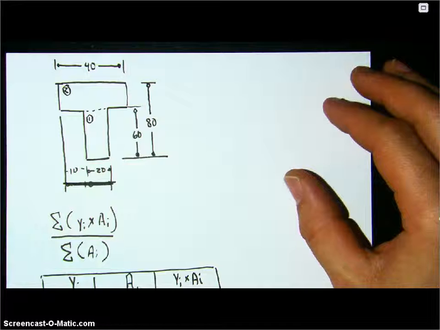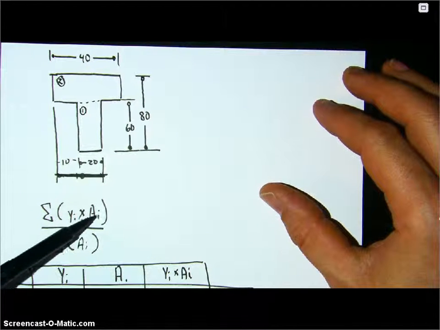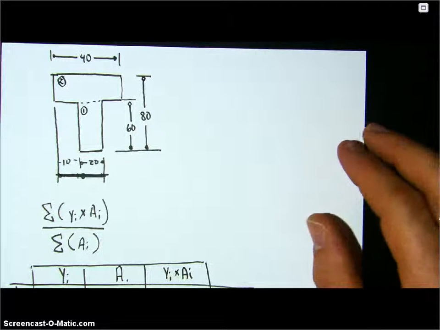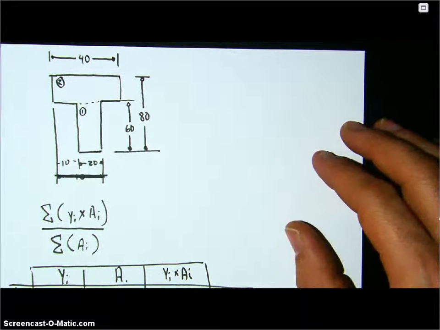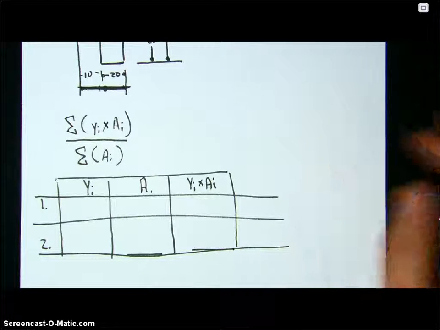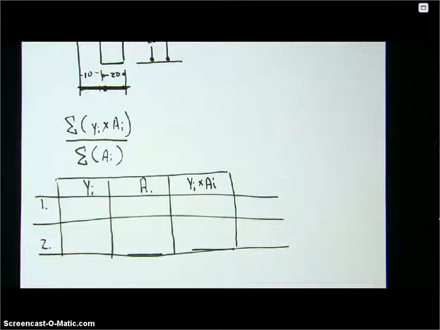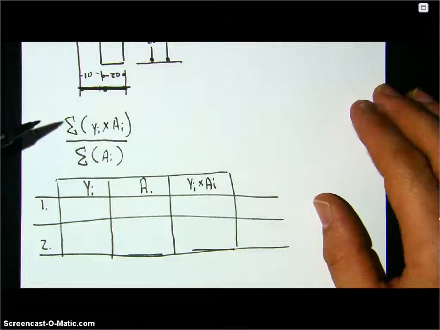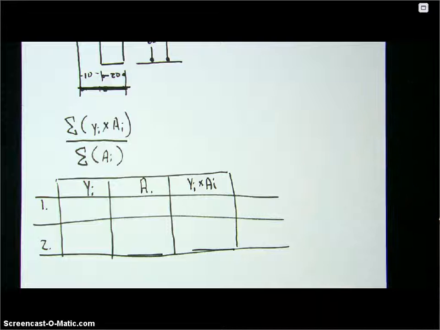Okay? Now, if you remember from the PowerPoint, we had this formula: the sum of our yi times ai divided by the sum of the areas. Okay? So we're going to apply that. But we have to go through and find the pieces and then put them together as we go. So what I like to do is create this chart. The first thing we find is our y's for each shape. Then we find the area for each shape. And then we do the multiplication, just like it says in the formula, y times a, and we get that answer. Okay? So it's kind of like the first steps we take.